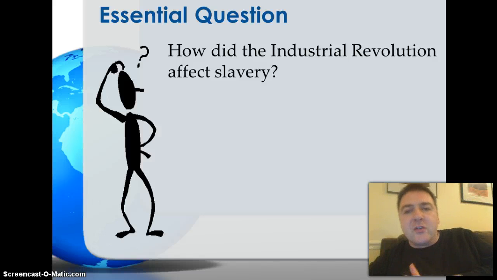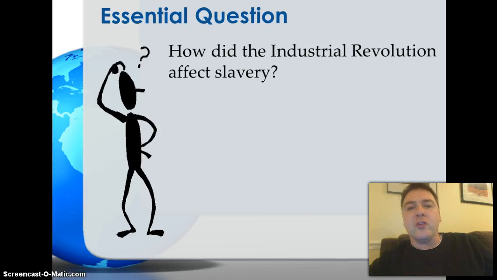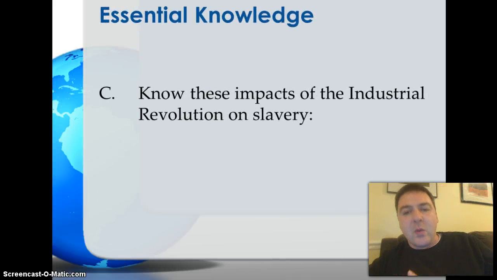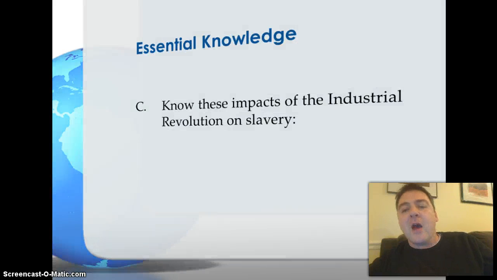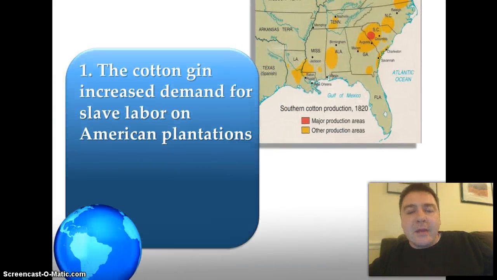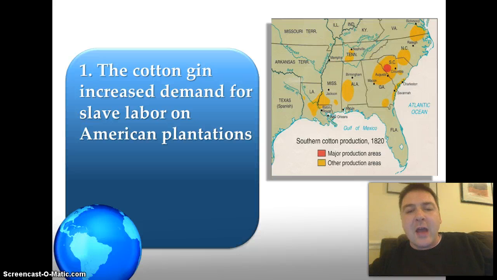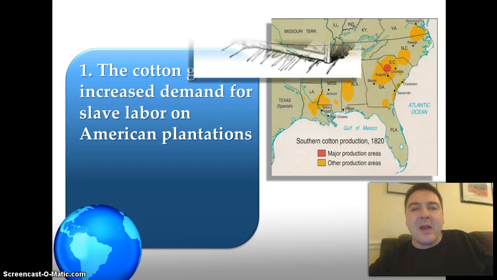Another essential question we're answering in this standard is, how did the Industrial Revolution affect slavery? We want to know these impacts on slavery. The cotton gin, as we saw in Standard 9A, increases the demand for slave labor on American plantations. We can see here on this map that cotton was a crop that really wasn't that widely grown in the southern United States in 1820, largely one area there in South Carolina.